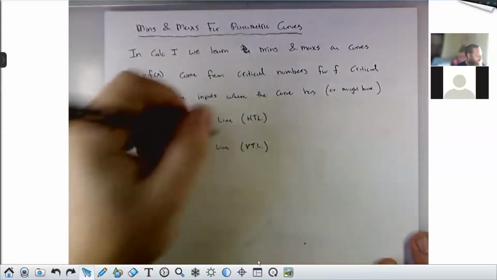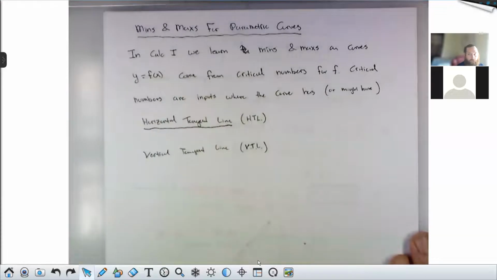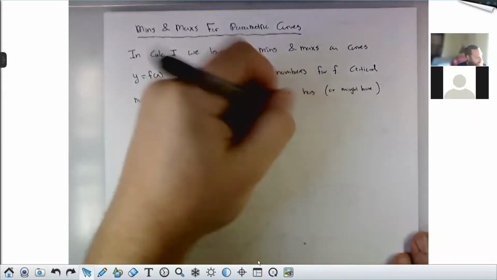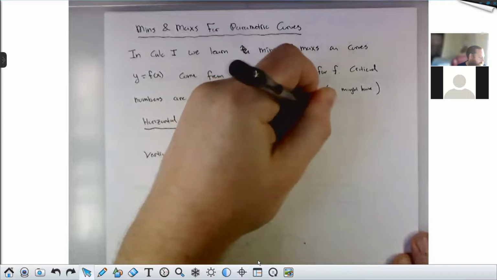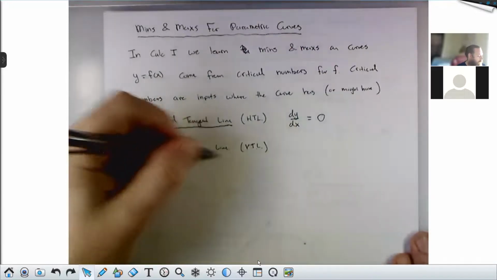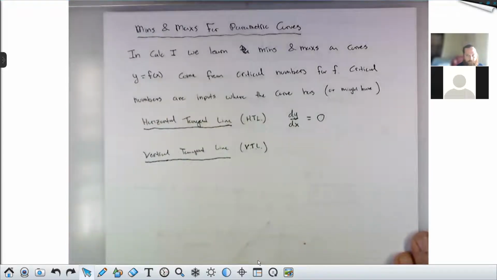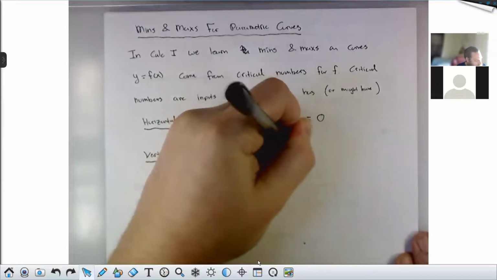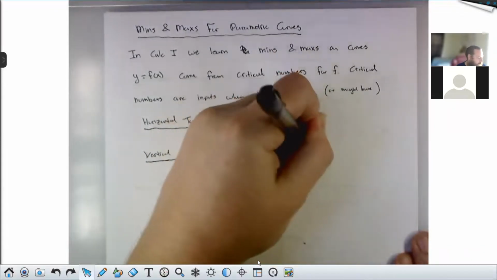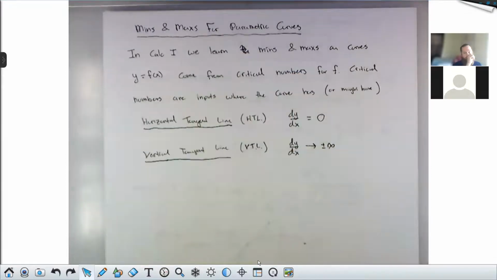And a horizontal tangent line means that the slope of the tangent line is 0. So this means that dy dx is 0. And a vertical tangent line means that dy dx is undefined, specifically that dy dx, the slope of your tangent line, is tending to either positive or negative infinity.